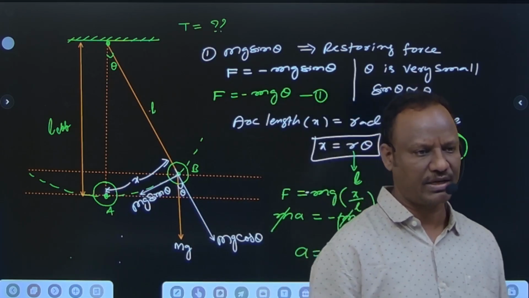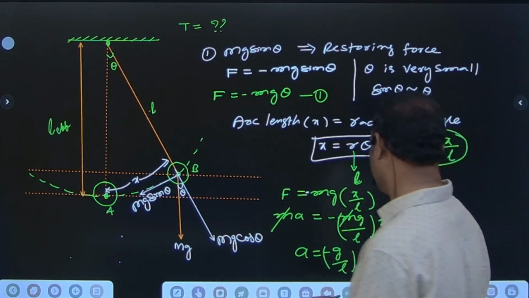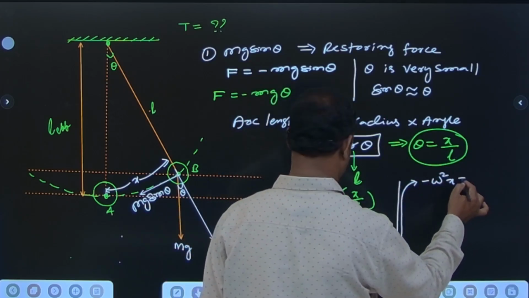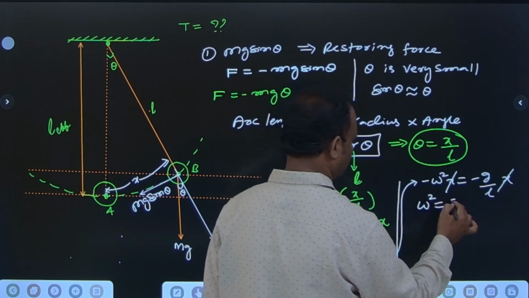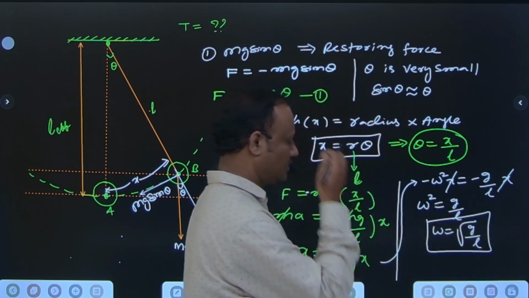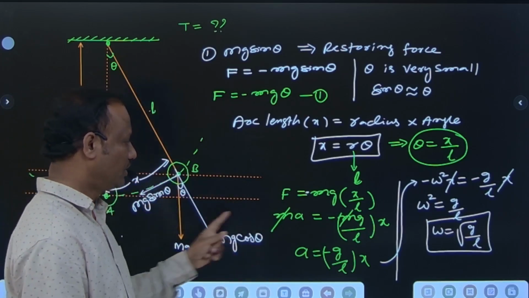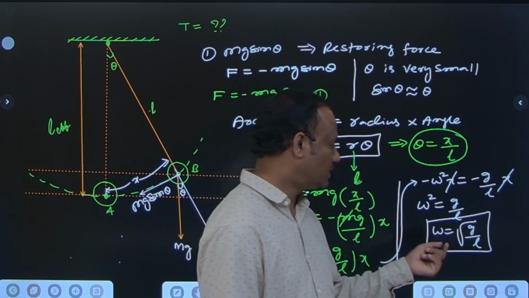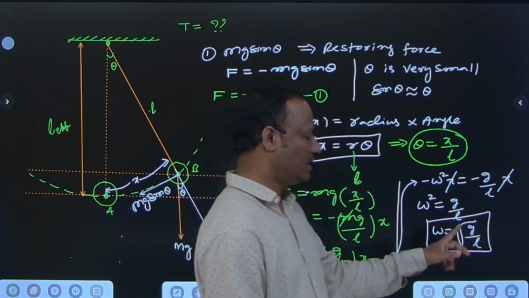What is a? Acceleration. What is the acceleration of a particle executing SHM, simple harmonic motion? a is equal to minus omega square x. So I can write minus omega square x is equal to minus g by L into x. x cancels, minus minus cancels. Omega square is equal to g by L. Omega is equal to under root of g by L. When a simple pendulum executes simple harmonic motion, omega is equal to under root of g by L. g stands for acceleration due to gravity, but from now onwards we call it effective acceleration. L stands for length.